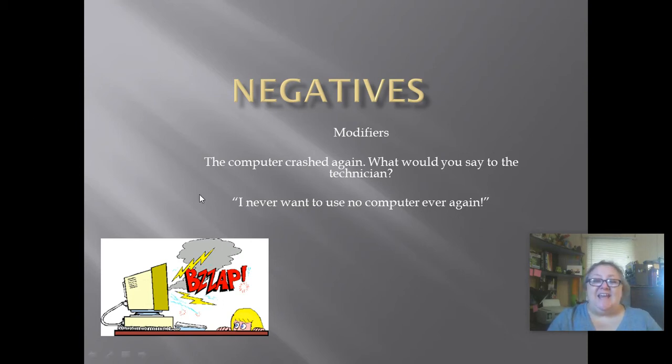Okay? Negatives. We're still in modifiers. Modifiers are those adjectives and adverbs that I had you going over these last 2 weeks. Negatives are just those negative words that we put in sentences to show that we don't like something or we don't want to do something. Okay? So here's an example with this computer picture.